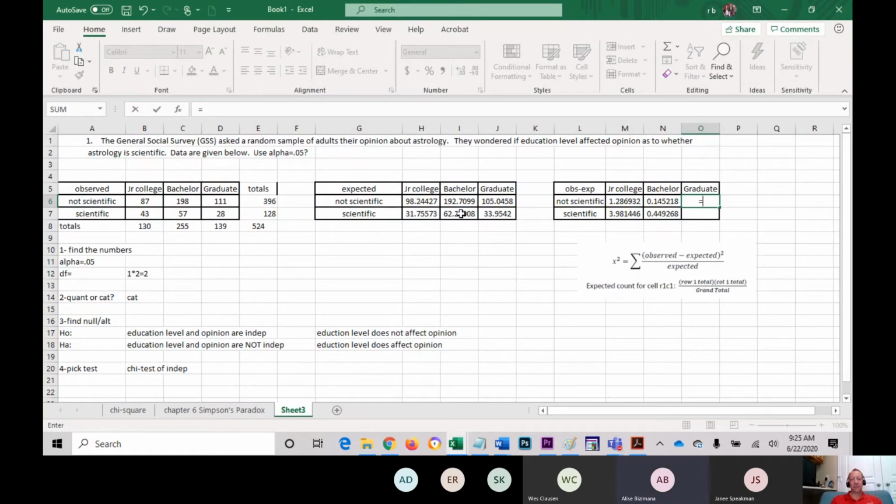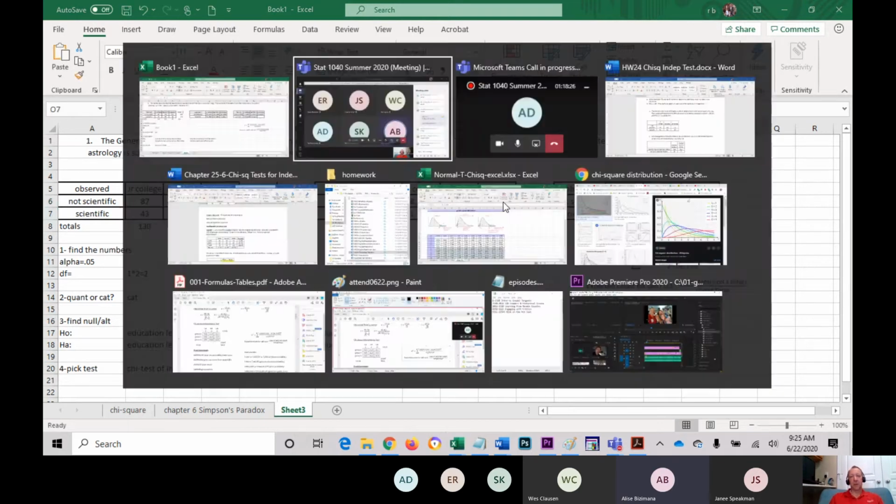What do we do here? So is that 111 minus 105.0458, and we squared it, divided by 105.0458. Okay.